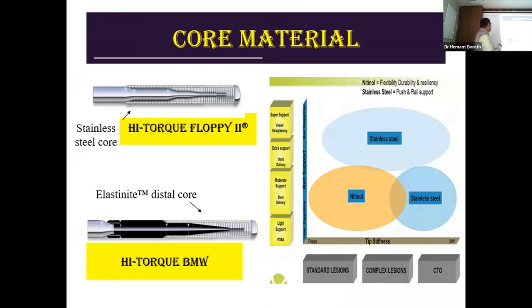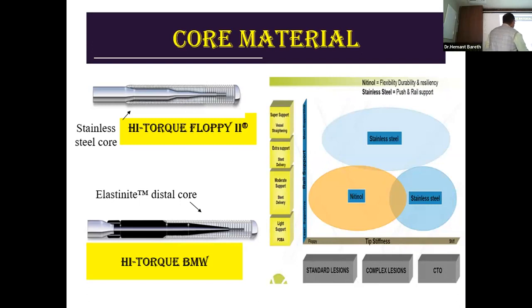So core material, as I gave you some examples: stainless steel core is one type of core, and an elastic core, which is generally a kind of nitinol. BMW has a nitinol core, which is not stainless steel. That is why it gives you enough support, but not too much support. It can bend. You can always make the bend because of the nitinol core. Otherwise, it will be difficult to make a nice bend.